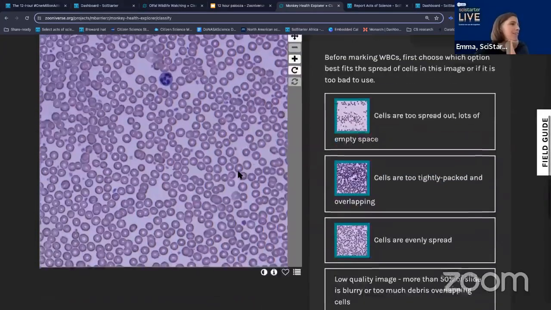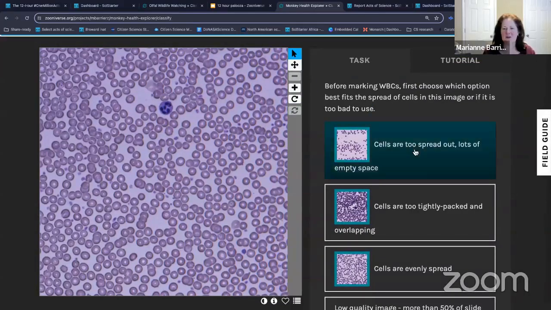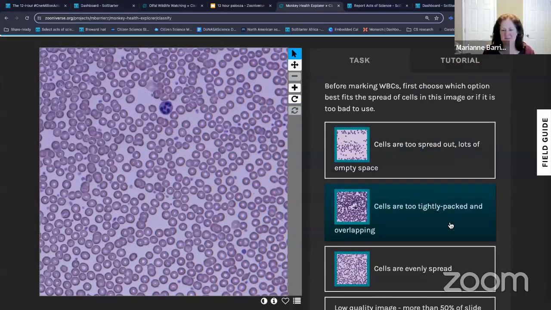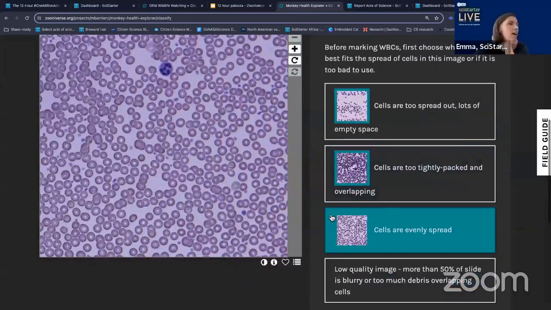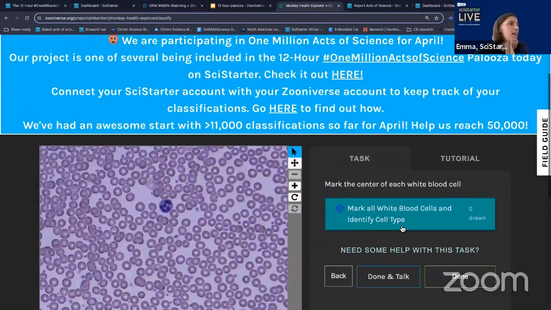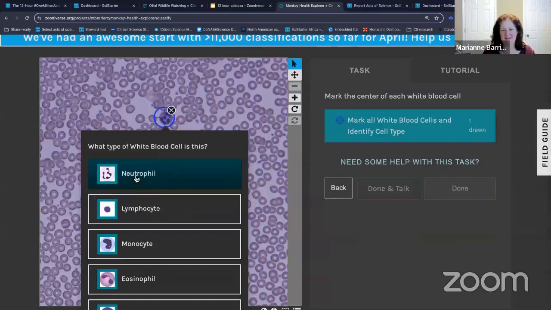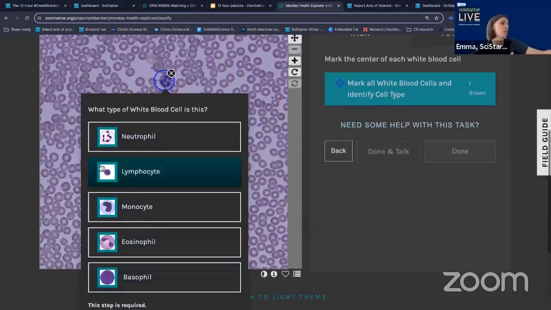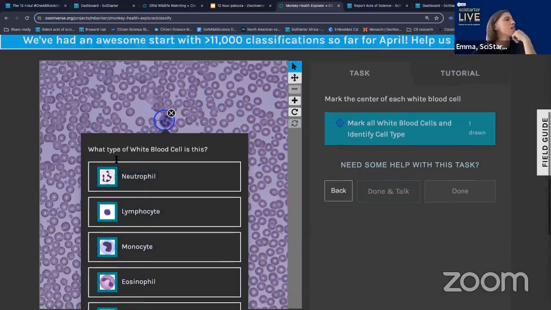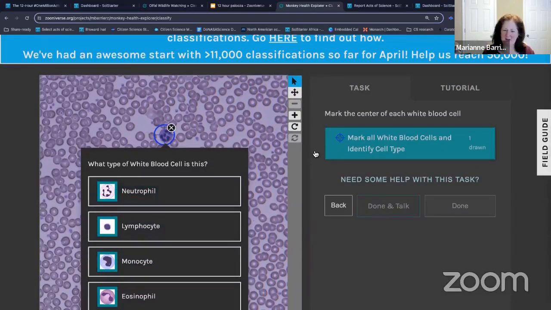Pretty cool. There we go, more obvious. This one's definitely a prettier one. This is a really nice example of a good spread. So I agree, it's evenly spread. And then the type. Yeah. And then I would say this is a neutrophil. Oh, these are super helpful. Yeah, I thought it would be easier to have a nice kind of cartoony version for the pictures.